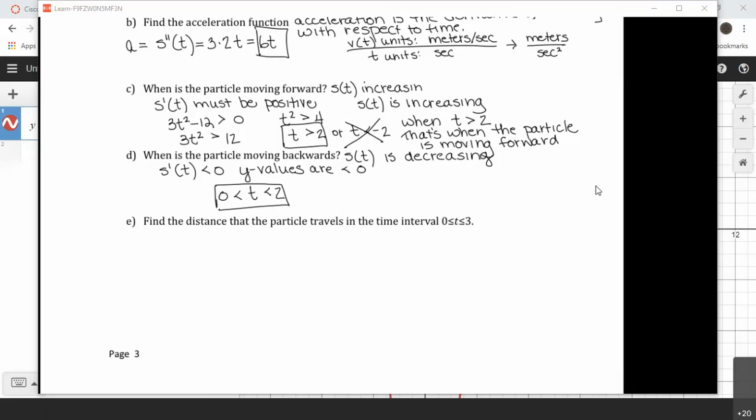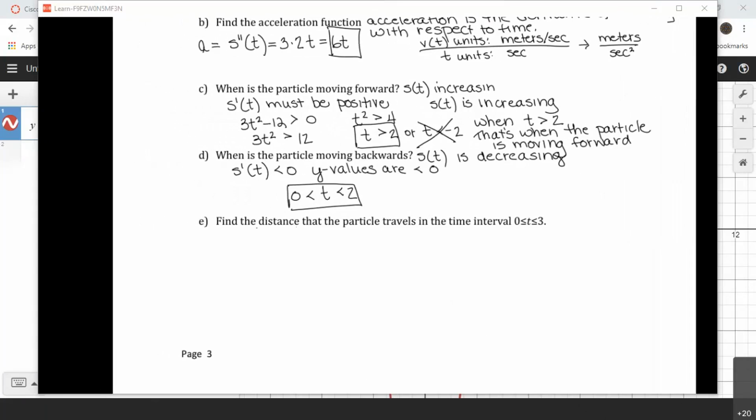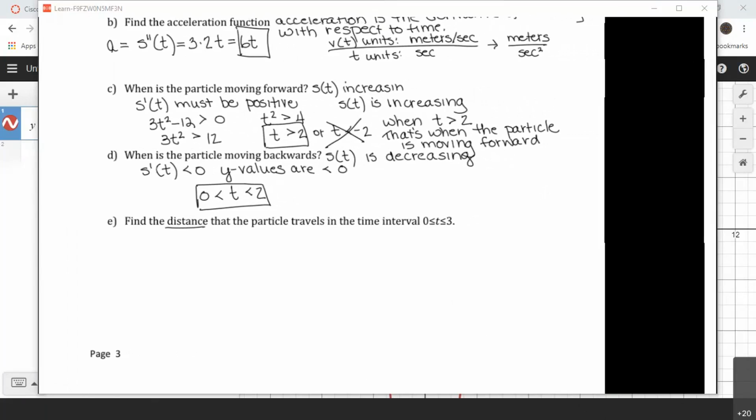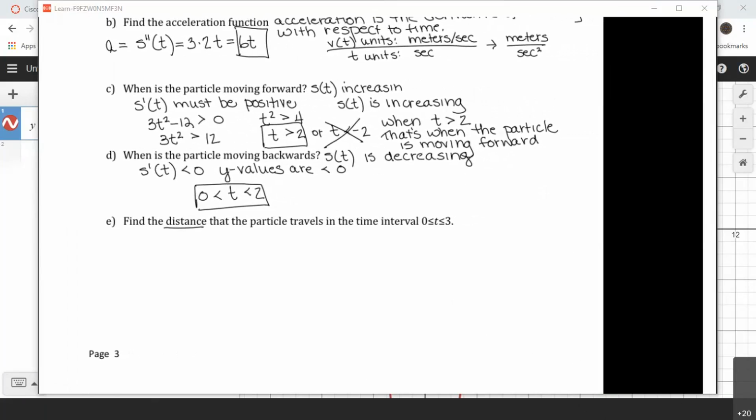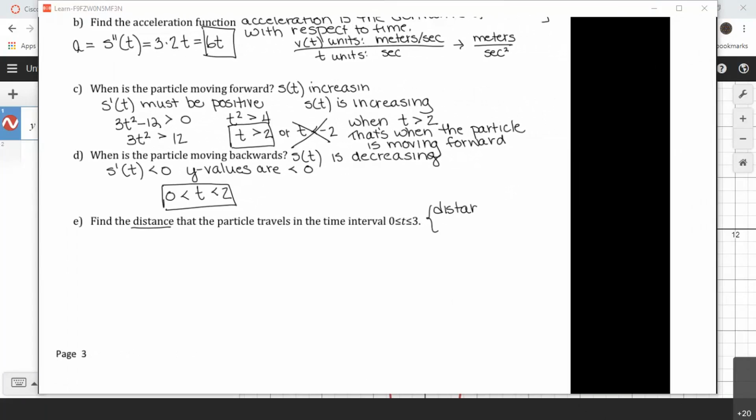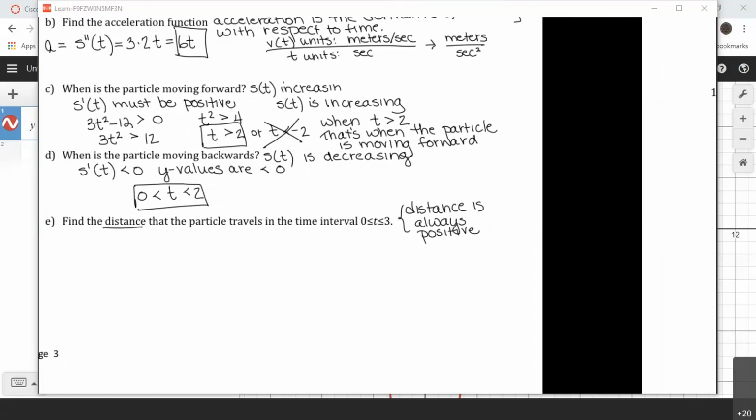All right, now if they want to find the distance, now they're using this English word distance. Distance is not displacement. Distance is always positive. Imagine you had a GPS tracker on your particle, and it started zooming backwards and then zoomed forwards. What you would want to do is track the total distance it traveled, whether it was forward or backward, right?